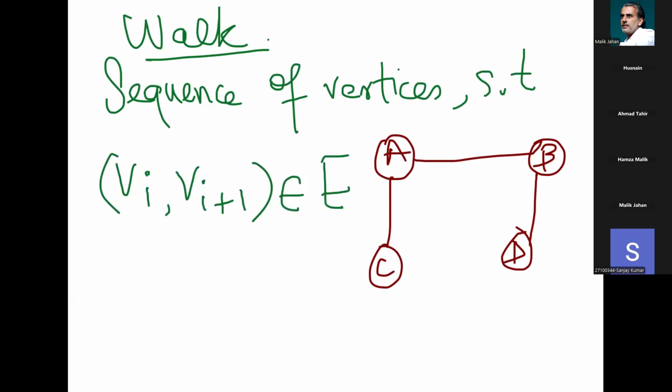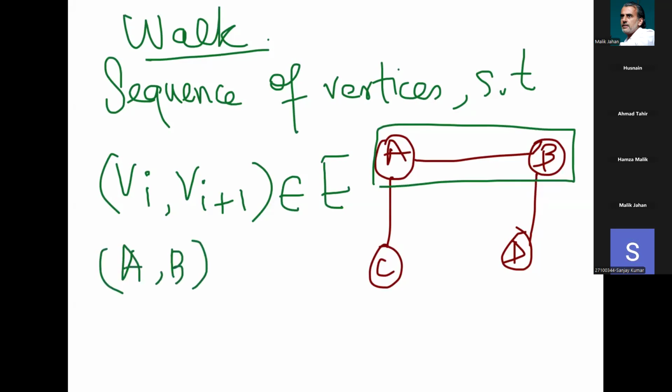Now if you look at this graph in brown color, focus on the relationship between A and B. This edge between A and B can be written as the ordered pair A comma B. So this ordered pair denotes one edge, right? Because the graph is undirected, we can also write it as BA, which means the order does not matter. We can go from A to B, or we can go from B to A. So each ordered pair denotes one edge.